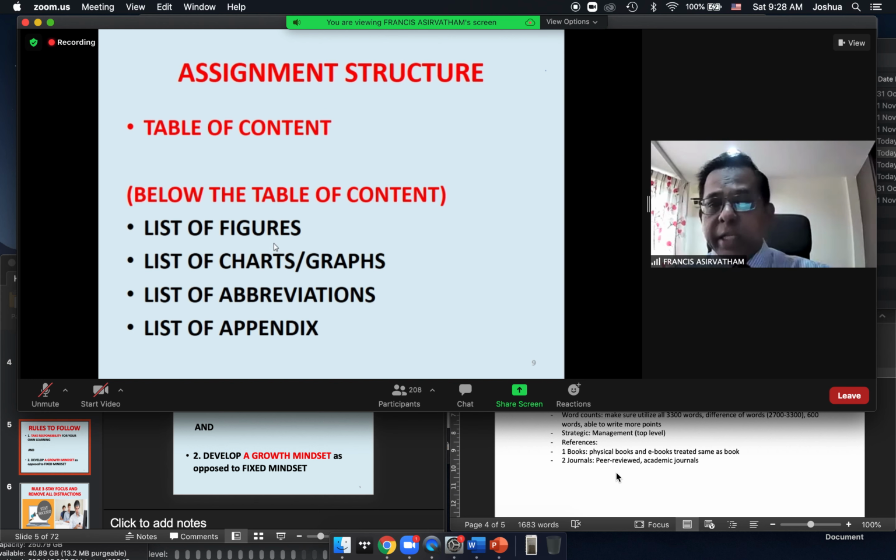And you must title it. What is your graph name? For example, this is current ratio graph. Okay, chart number 1, chart number 2.